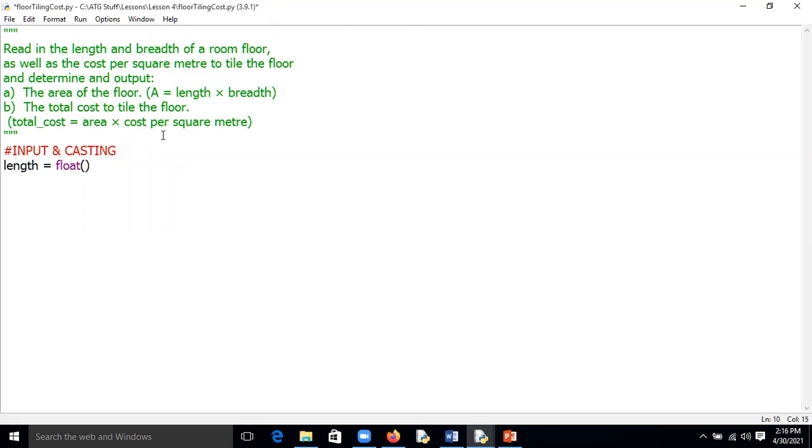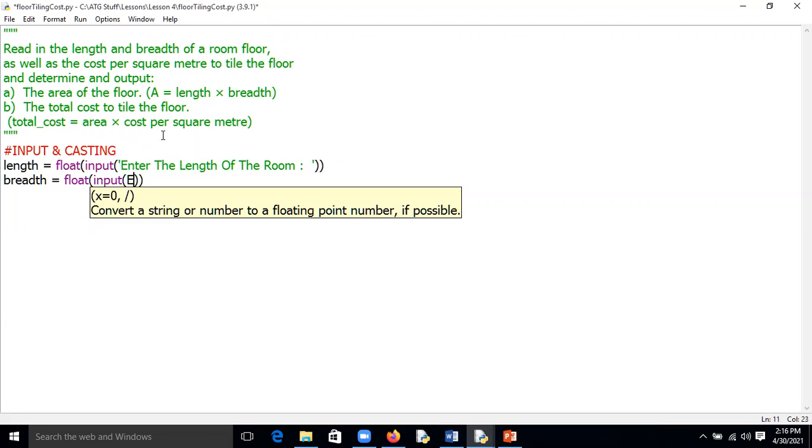So firstly, we're going to cast first, then use the input to enter the length of the room. Okay, then I'm going to go with breadth. Like I said, meaningful, right? And once again, input, single, and enter the breadth of the room.